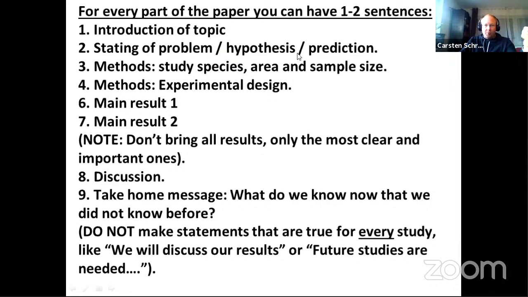Then stating the problem, hypothesis, predictions. Then the methods, where it was done, with what species, experimental design, then the main results 1 and 2, and maybe 3. Don't bring all the results, like I said, only the most clear and important ones. The rest comes in the main text, the discussion, and the take-home message, which is only 1 sentence. So 1 and 9, of course, is always only 1 sentence.